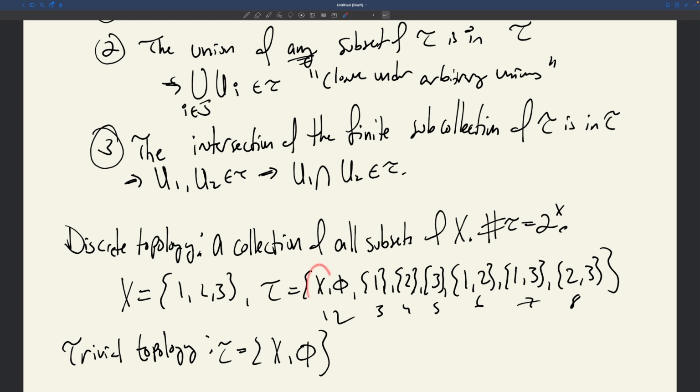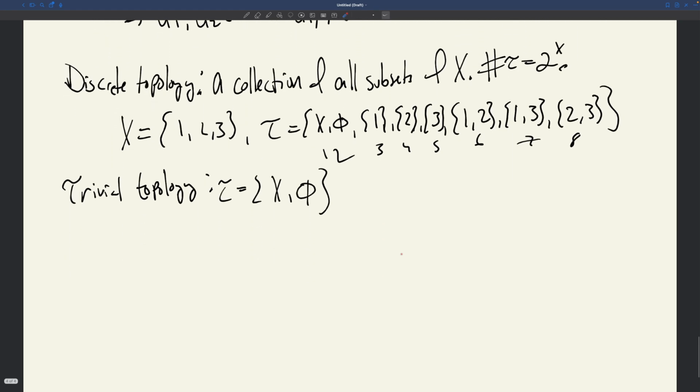Okay, what about X and 1? Well, that's just going to be X in itself, so that's fine. X and the empty set is just going to be X in itself. The empty set and 1 is going to be 1 itself, so perfect. And then the empty set alone is always just going to be the empty set. So I guess when we consider this trivial topology, we're only given 2 elements.